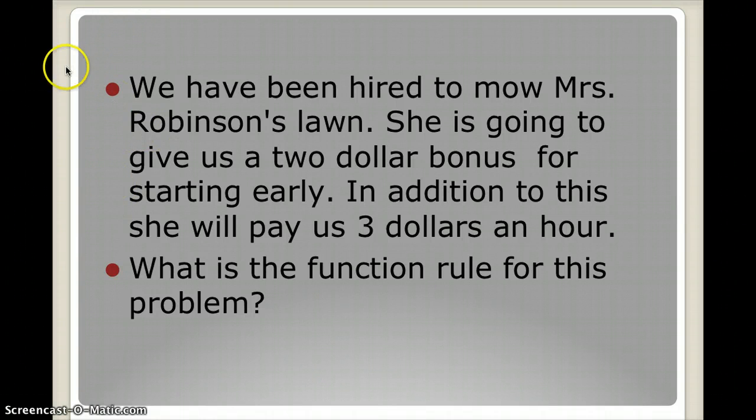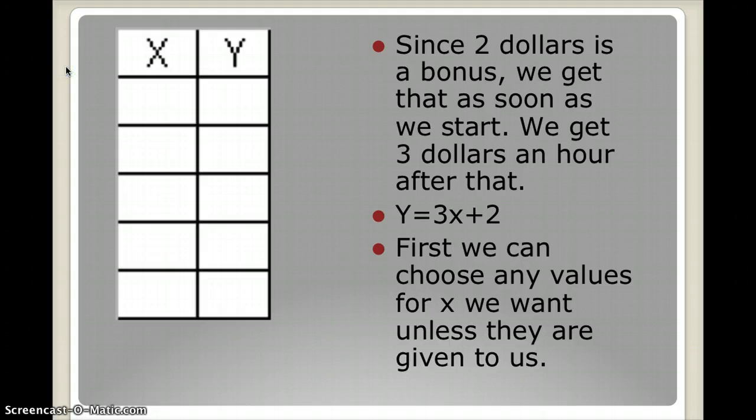All right. So first we know it's going to be a $2 bonus. Right off the bat, when we start, we're going to get $2 just for coming in early. And then it's $3 an hour after that. So you just set it up. Y, remember, is going to be my output. So it would be 3 times X, X being your input, because that's how many hours you've worked, plus the 2, because that's your bonus that you get just for coming.